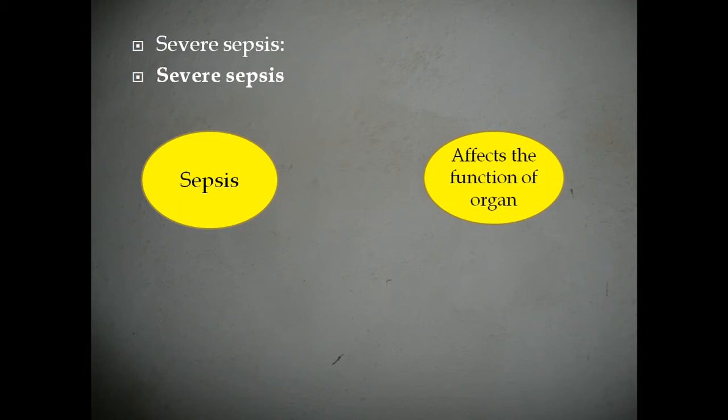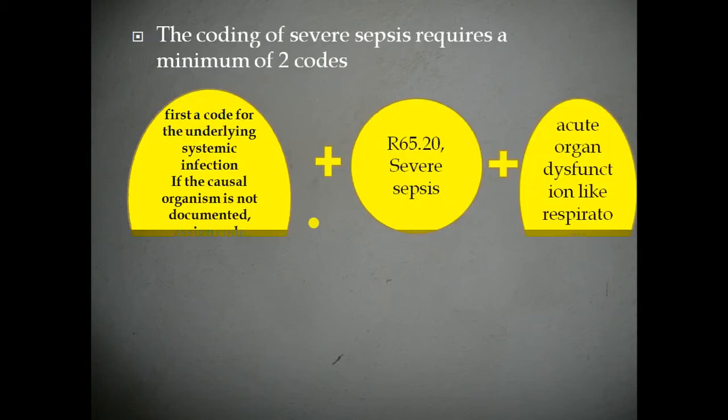That means it occurs when the sepsis is affecting the function of an organ, like the liver or lung. A patient who has severe sepsis will have sepsis, and along with that the patient will also have organ dysfunction. So organ failure develops in severe sepsis.